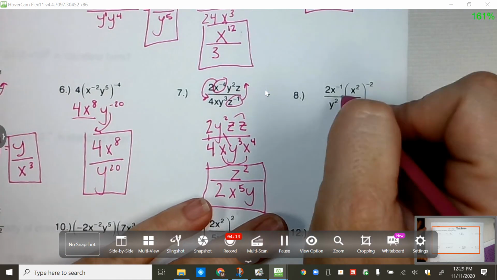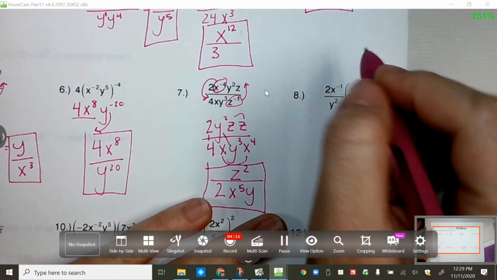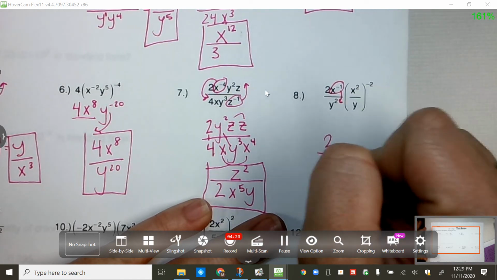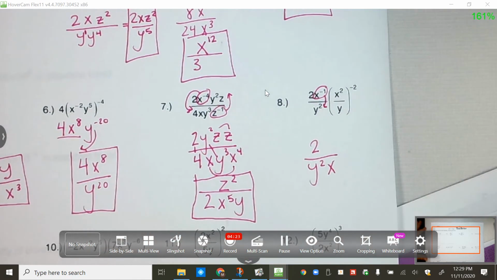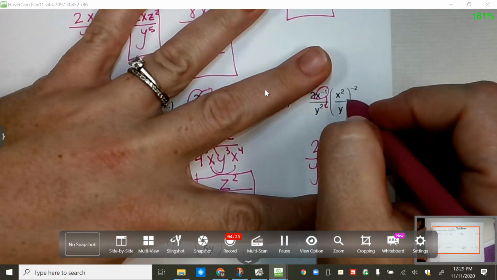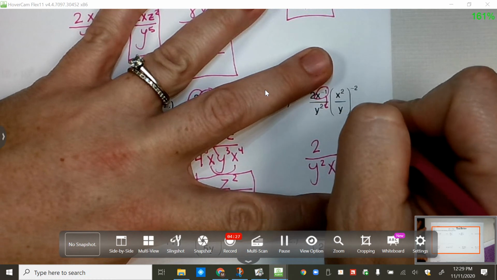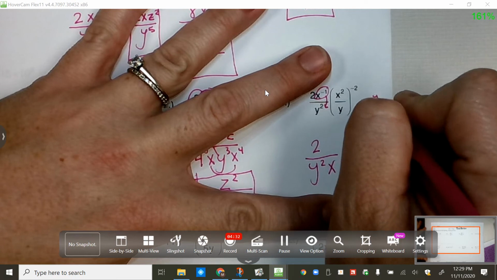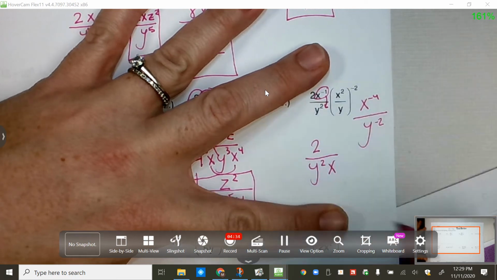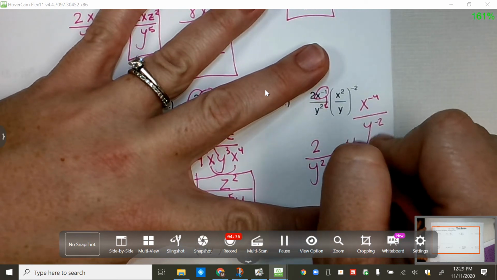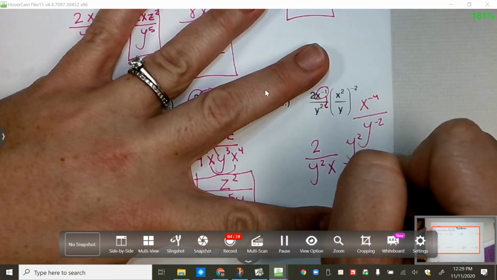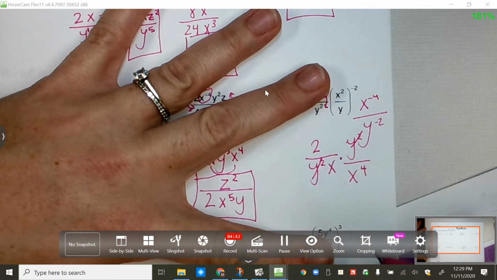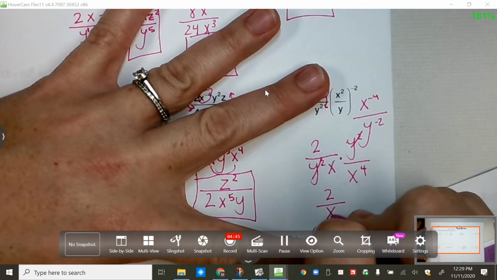Okay, we're going to simplify this one side at a time, and then we'll multiply. So here this x is going to go down, so I get 2 over y squared x, and here I'm going to simplify it all the way, x to the negative 4 over y to the negative 2, so when I flip it, I get y squared over x to the 4th. So when you multiply, you just multiply across. Well, these cancel each other. I get 2 over x to the 5th power.